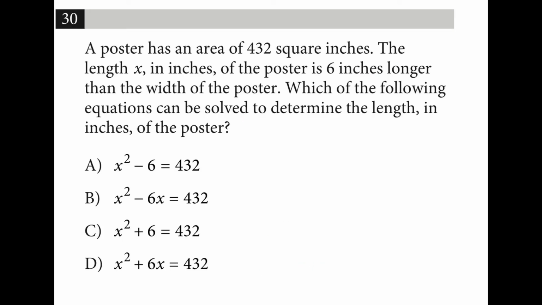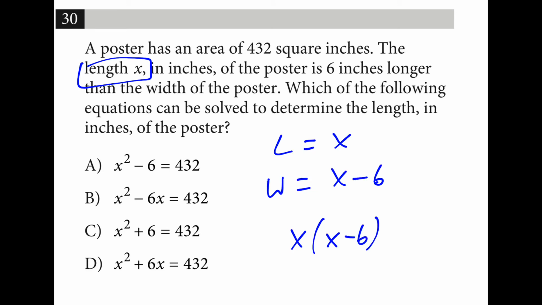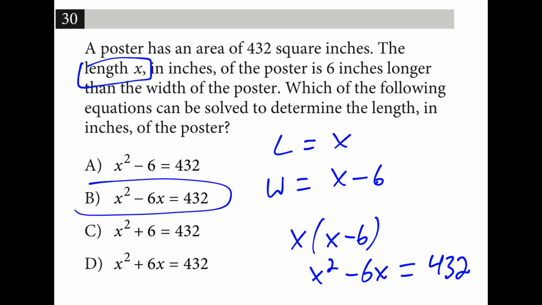There's a poster with an area of 432 square inches. The length is x, so L is equal to x. And that's bigger than the width, so the width is actually going to be x minus 6. We usually set that up backwards, but here, this is the direction we're going in. So if I multiply these two, x times x minus 6, I get x squared minus 6x. And that is equal to this area 432. We don't have to go any further than there. We have our answer B.